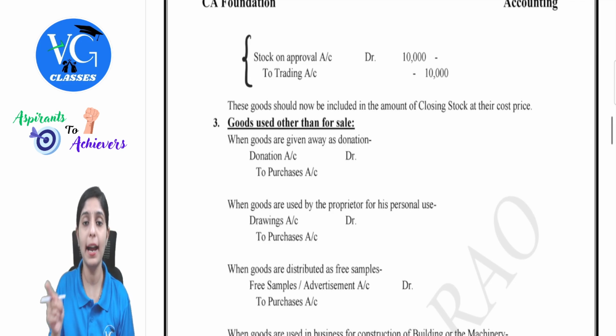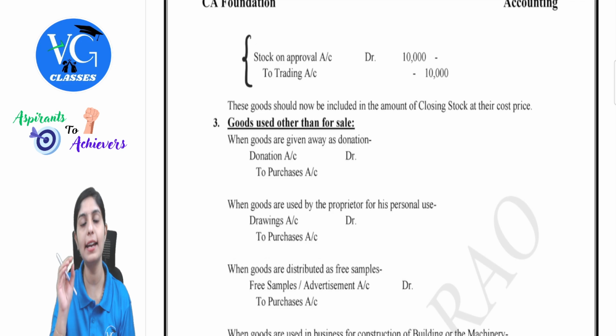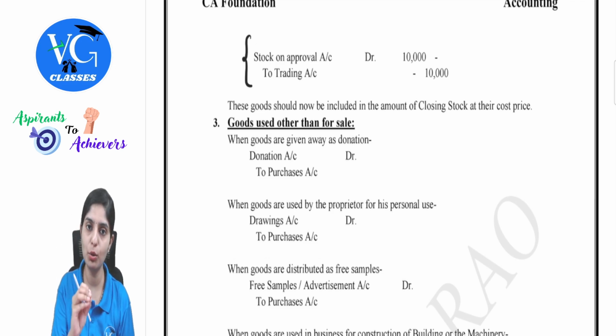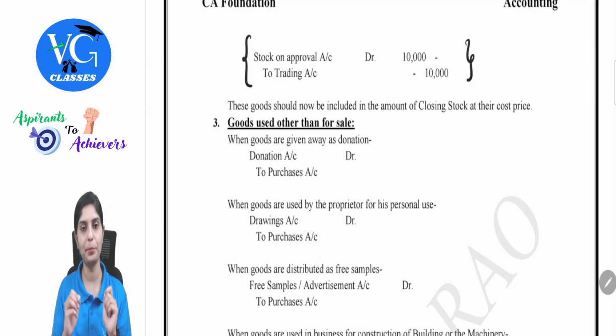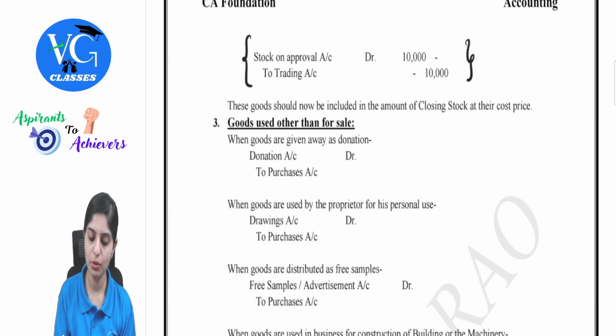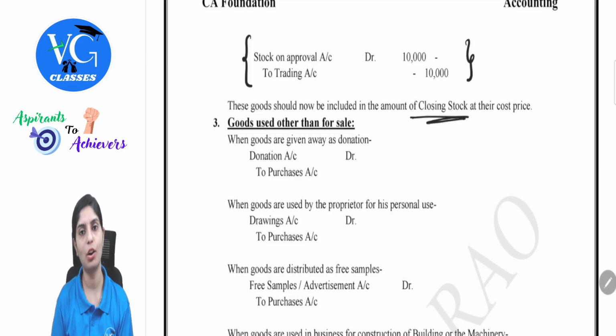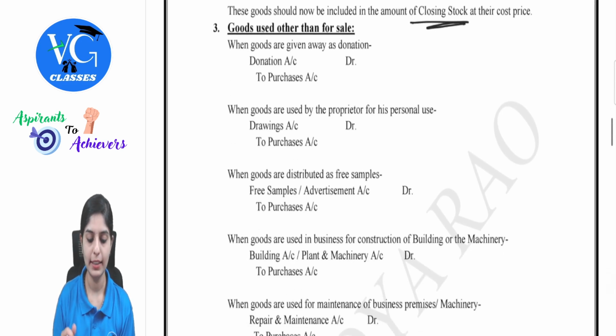Remember, if you take back to your stock, you will not add it at profit element including. You will reflect it at only cost price. So that's why we are showing this at 10,000. I hope these points are clear to all of you. These goods should now be included in the amount of closing stock at their cost price. That's what I explained.